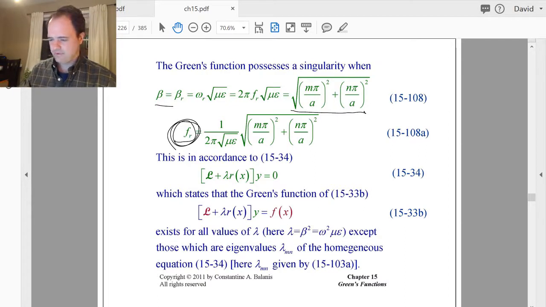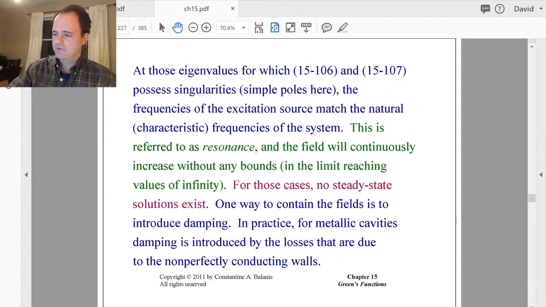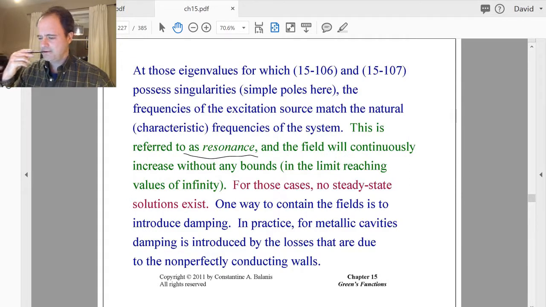So that's what they say throughout the next few slides, that's what's going on here. At those eigenvalues, for which you have a resonance, you have singularities in the Green's functions, the frequencies of this excitation match the natural frequencies of the system. This is referred to as a resonance, and the fields will continuously increase without bounds, in the limit reaching values of infinity, exactly what I said. For those cases, no steady state solutions exist.